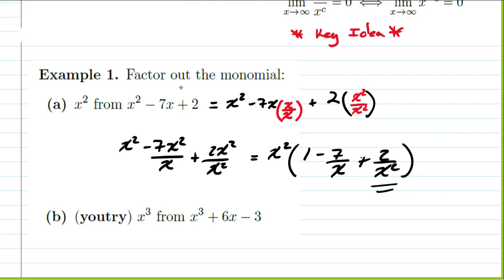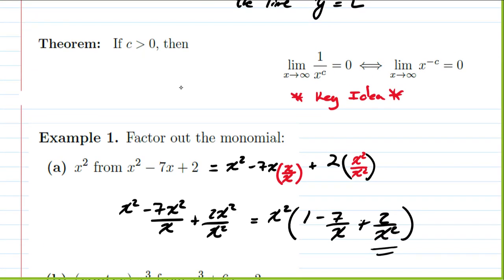That's the idea. If you need to write it out like I did for a while to help you see what's happening, by all means do that. But what we're really concerned with is the net effect at the end. So now we factored out an x squared and we have this interesting looking rational function, x squared times 1 minus 7 over x plus 2 over x squared. Well, notice those last two terms fit exactly the form that we had right here for our key idea. So we're going to use this technique in conjunction with this theorem to resolve some problems.